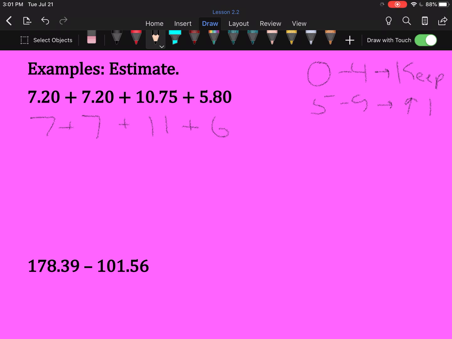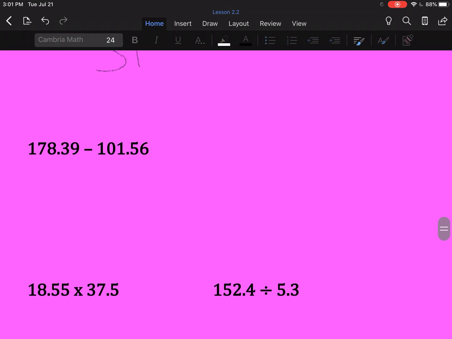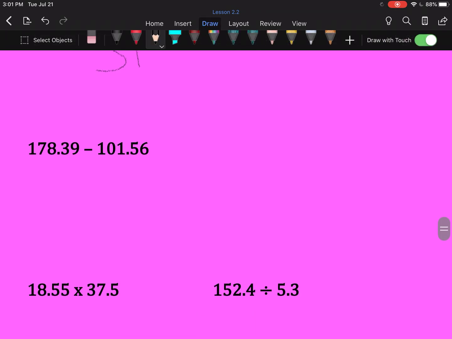So estimating now, we've done the estimate part, we just have to actually add this. 7 and 7 is 14, 14 and 11 is 25, 25 and 6 is 31. Subtraction, we're going to line up, so we'll estimate as we do that.